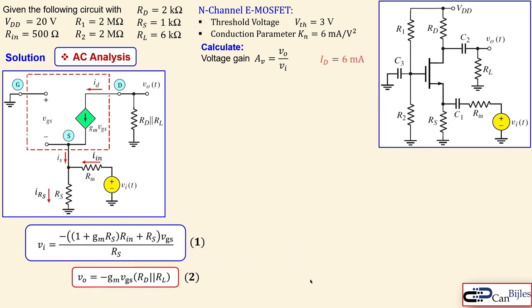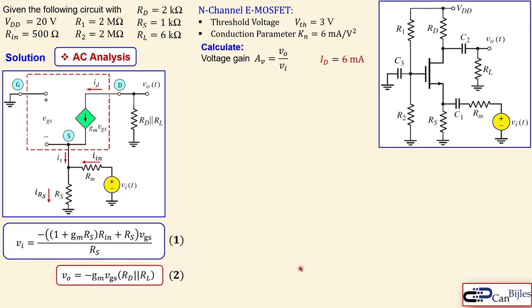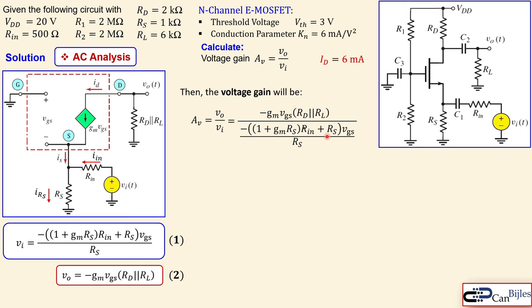Now let's bring these two equations together and then continue with that. We can say now the following, then the voltage gain will be just VO over VI, and we place that in this fraction here, VO and VI. This is this expression, and this is this expression. So equation number two here, and equation number one in the denominator.